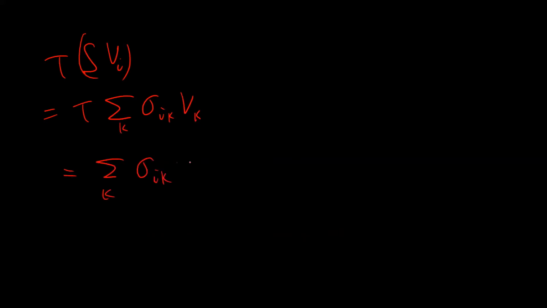So let's take TS of vi. From here we get T of the sum over k of sigma ik vk, and I use j, right? So it's the sum over k of sigma ik T vk. So it's the sum over k, j of sigma ik tau kj vj, right?